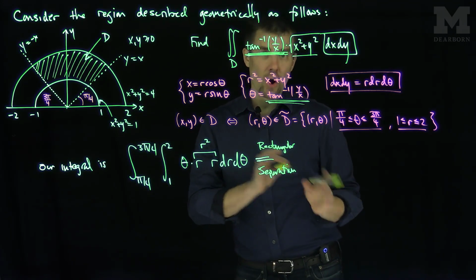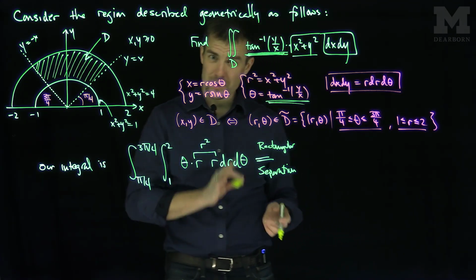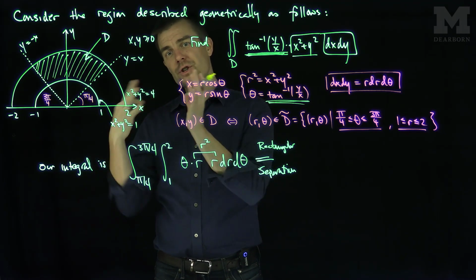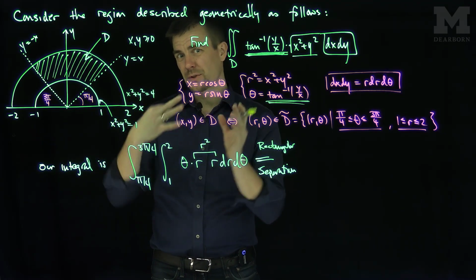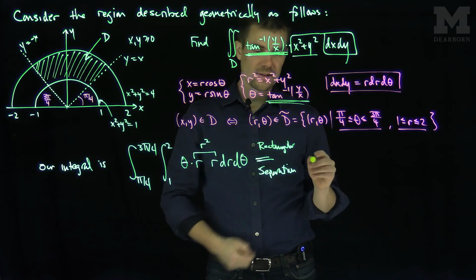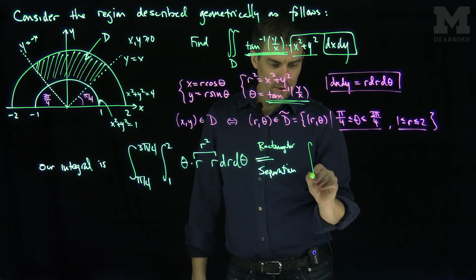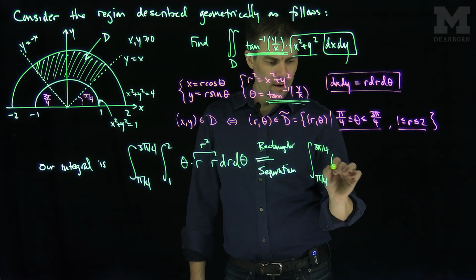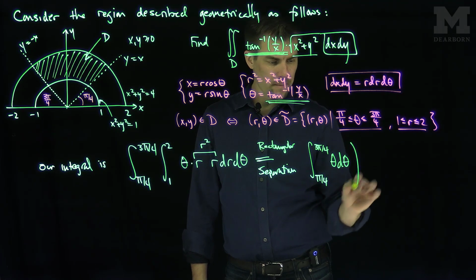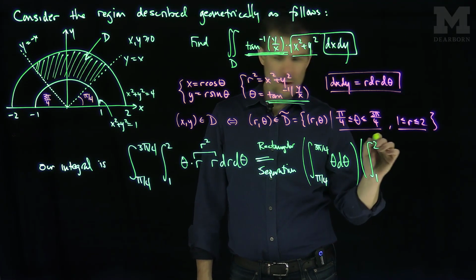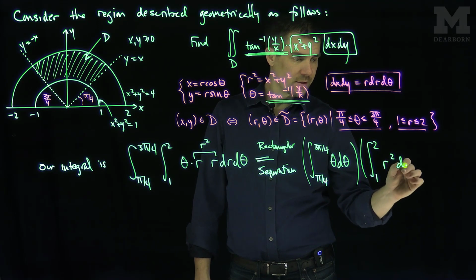And rectangular separation happens frequently in polar coordinates because we tend to write down problems in textbooks that are regions between sectors of circles. So we typically like to see problems where, when we change to polar coordinates, it turns into a rectangle. This will be the integral from pi over 4 to 3 pi over 4 of theta d theta times the integral from 1 to 2 of r squared dr.